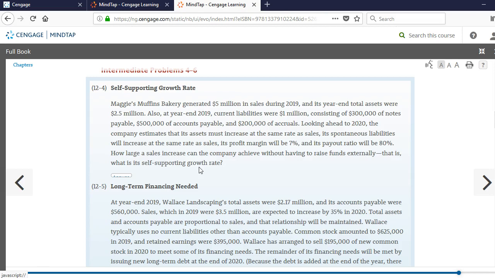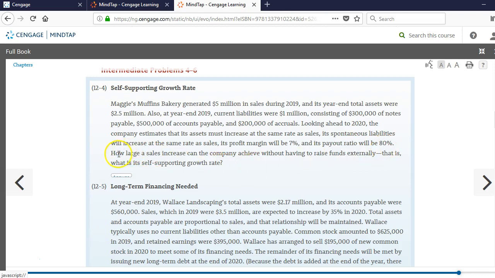So for Maggie's Muffins, it says they generated $5 million in sales during 19. Year-end total assets were $2.5 million. Also, year-end 19 current liabilities were $1 million, consisting of $300,000 notes payable, $500,000 accounts payable, $200,000 of accruals. Looking ahead at 2020, the company estimates total assets must increase at the same rate as sales. Makes sense. Spontaneous liabilities will also increase at the same rate as sales. Profit margin 7%. Payout ratio is 80%.